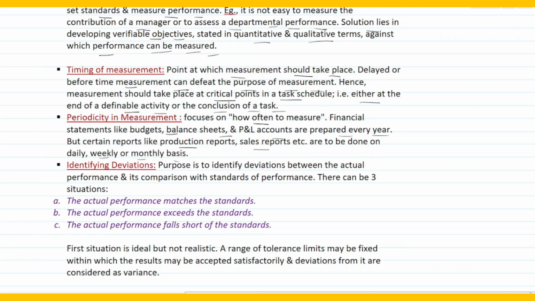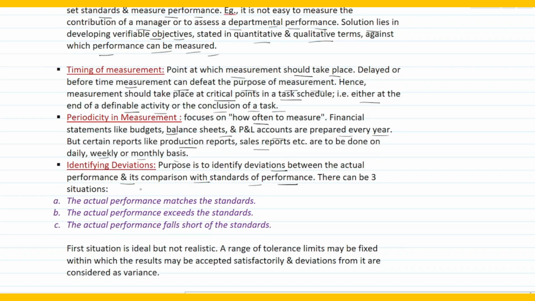Moving on, you should identify the deviations, right? The purpose is to identify deviations between the actual performance and its comparison with the standards of performance. Deviation means just digressing from the standard. So if there is any deviation, how would you identify that? Now, to identify deviations between the actual performance and its standards, right?